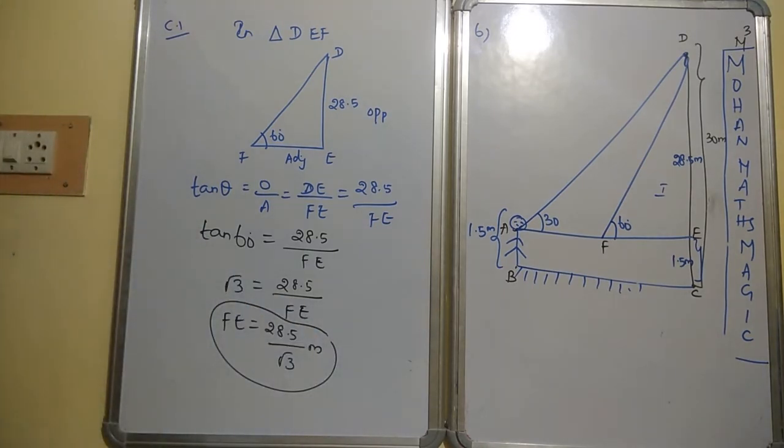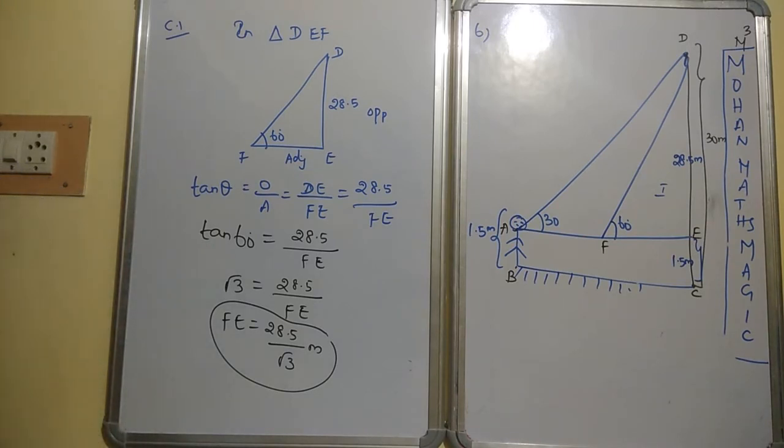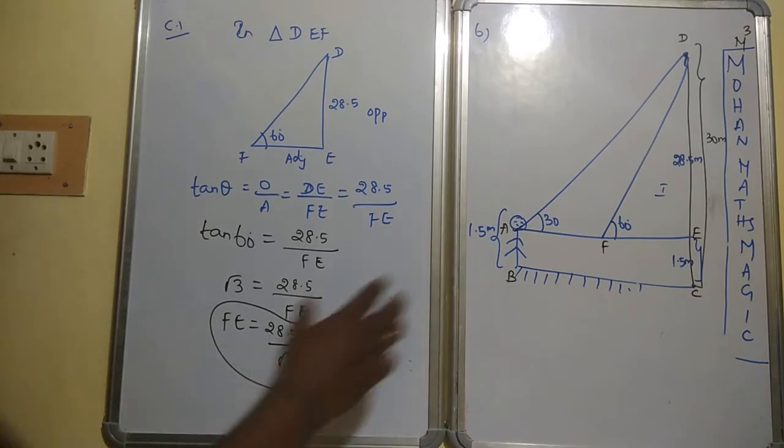Let me read the question one more time, what they are asking: find the distance he walked towards the building. So BC, they are asking you to find out. 28.5 upon root 3, the tan 60 value, correct. If you rationalize the denominator, you get the length of BC. So I got the small triangle.